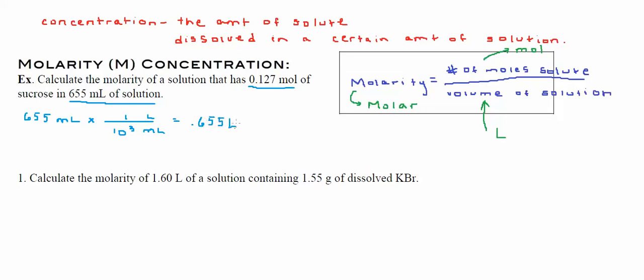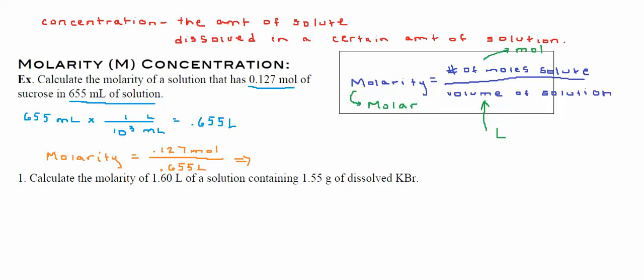Now I can take all of these values and calculate my molarity. So I know that molarity, which is a measurement of concentration, equals the number of moles, which is given to me in this problem, 0.127 moles, divided by my volume in liters, which I found to be 0.655 liters. Okay. So here's your task.